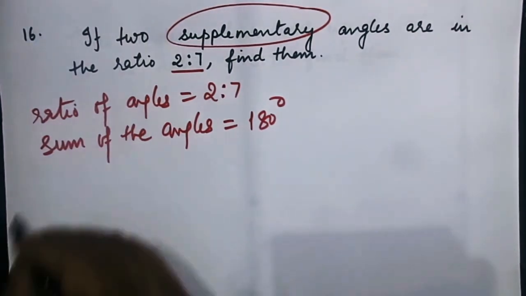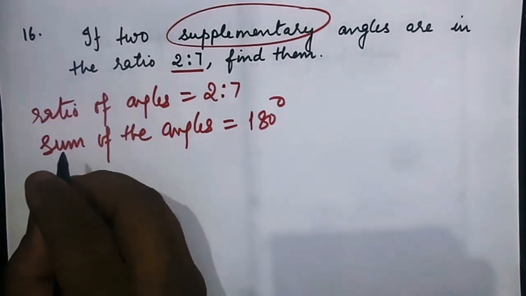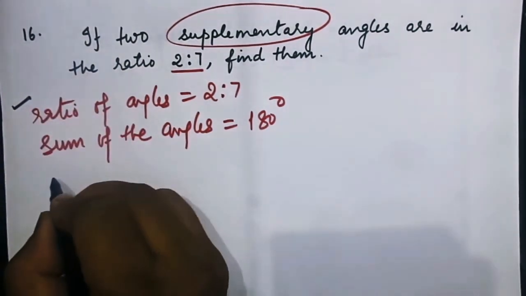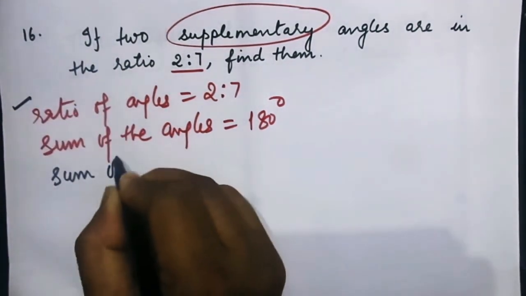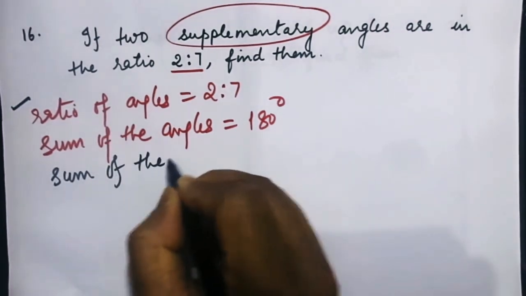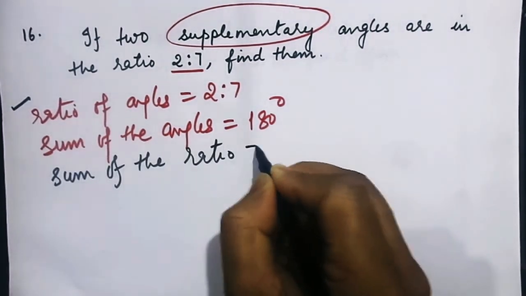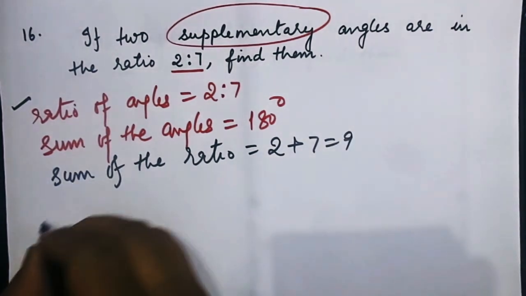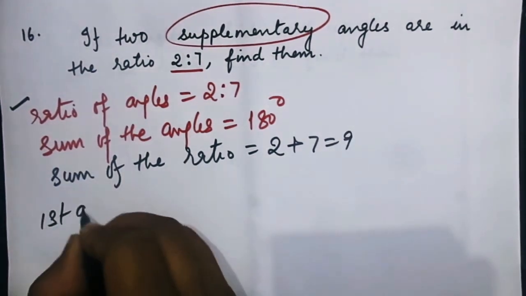Now, let us solve. Our actual solution starts from here. The sum of the ratio is equal to 2 plus 7 is equal to 9. And how do we find the first angle?